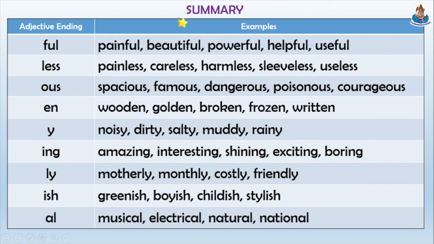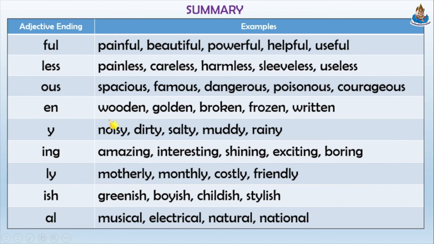Now here is a summary of the words that we have learned from adding suffixes to base form of words. So for full, we have the words painful, beautiful, powerful, helpful, and useful. Say them with me as we go over each suffix. So for less, we have painless, careless, harmless, sleeveless, useless. For ous, we have spacious, famous, dangerous, poisonous, courageous.